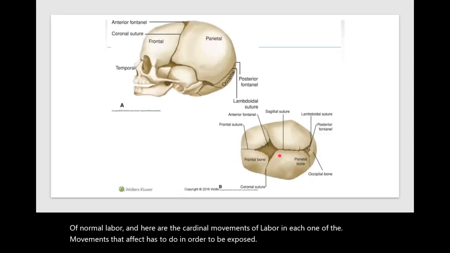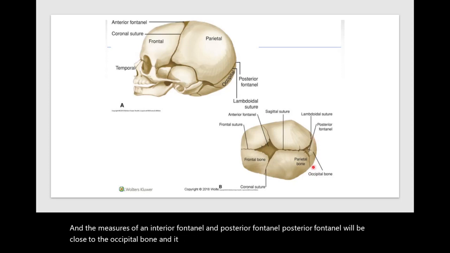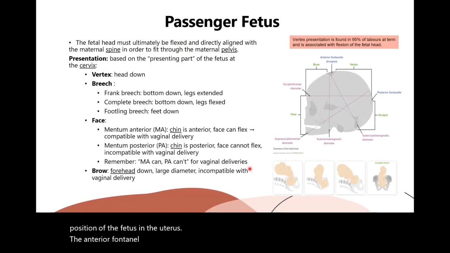It is important to know also the anatomy and the measures of an anterior fontanelle and posterior fontanelle. Posterior fontanelle will be close to the occipital bone, and it is the occipital bone, the one that's going to tell us the position of the fetus in the uterus. The anterior fontanelle is close to the frontal bones.